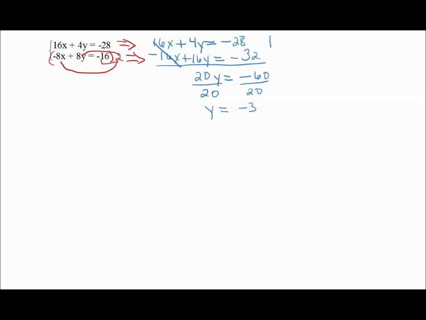Now once I have that y variable, all I need to do is simply substitute that back into one of the original equations. This time I think I'll substitute that back into the top equation. So the original top equation was 16x plus 4y equals negative 28. And now that I know what the y variable is, I'm going to substitute that with a negative 3.